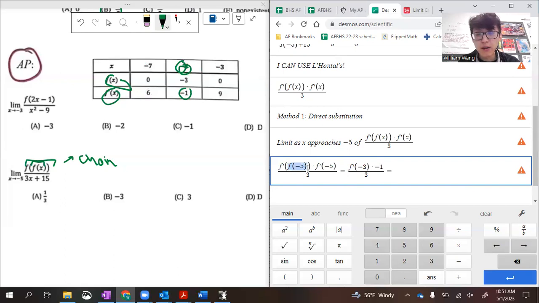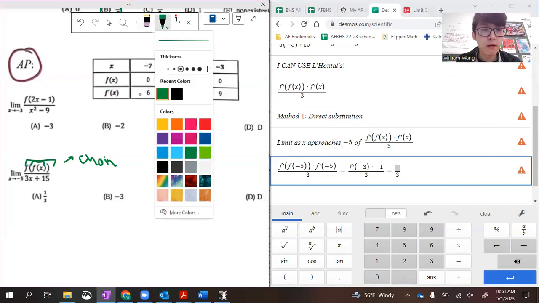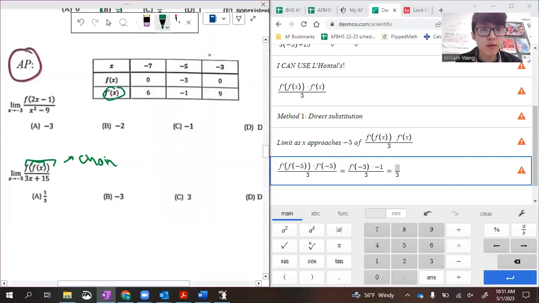Cool. So this is negative 3. F of negative 5 was negative 3, but I need to solve another layer, right? So next step, I need to solve f prime of negative 3. Right? There's like 2 layers of functions. So f prime of negative 3 is 9. So it's going to be 9 times negative 1, divided by 3. So that's equal to negative 3. My answer choice is going to be B. All right. Hopefully that makes sense.